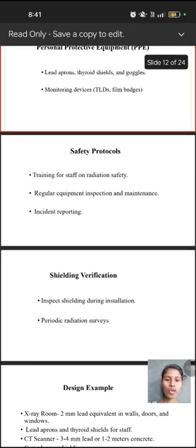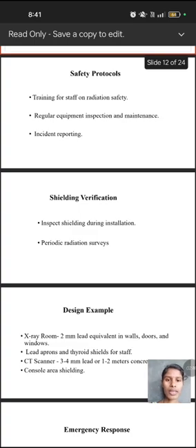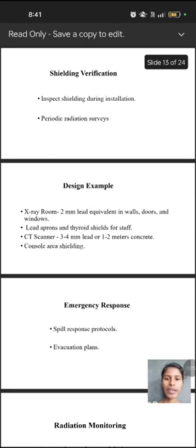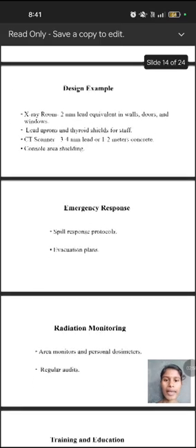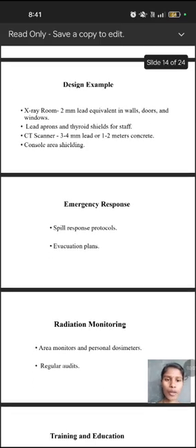The safety protocols for these shieldings in hospitals are training for staff on radiation safety, regular equipment inspection and maintenance, then incident reporting. The shielding verifications are inspecting shielding during installation and periodic radiation surveys. Design example: X-ray rooms have 2 mm lead equivalent in walls, doors and windows, with lead aprons and thyroid shields for staff. CT scanner rooms have 3 to 4 mm lead and 1 to 2 meters of concrete.